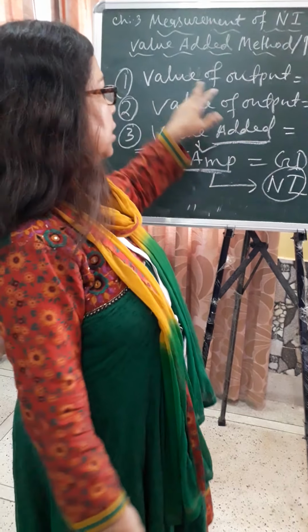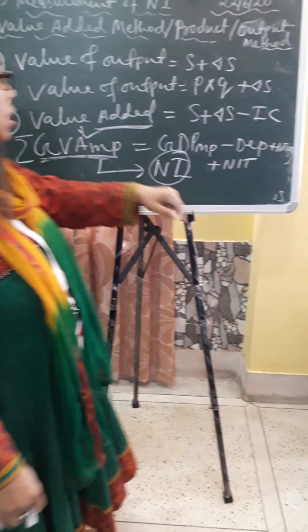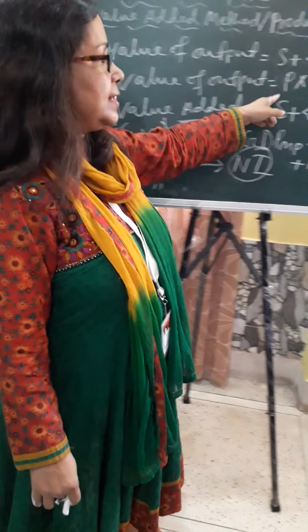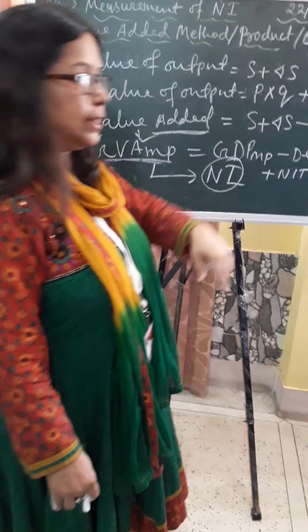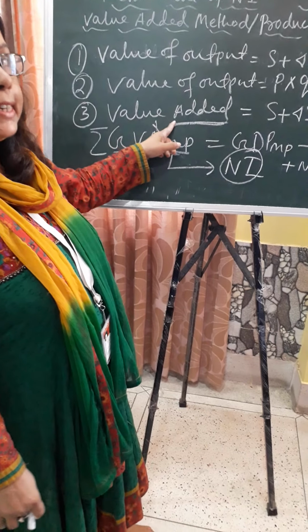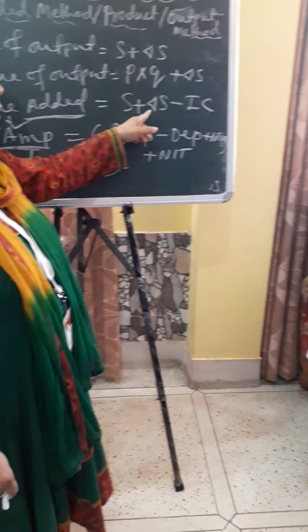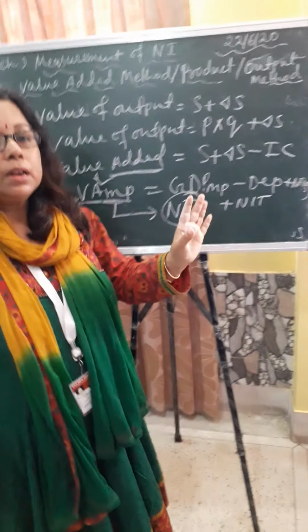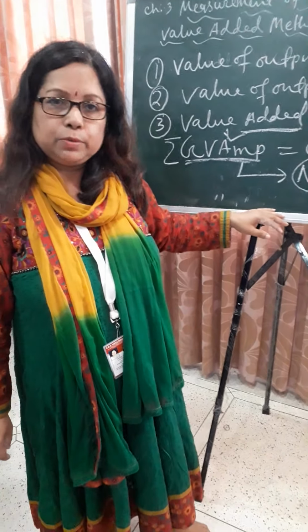So first you have to keep in mind how to calculate value of output: sales plus change in stock. Another way, price into quantity plus change in stock, and value added, sales plus change in stock minus IC. In such a way we can calculate the numerical. So today up to this, next day I will start the calculation. Thank you.